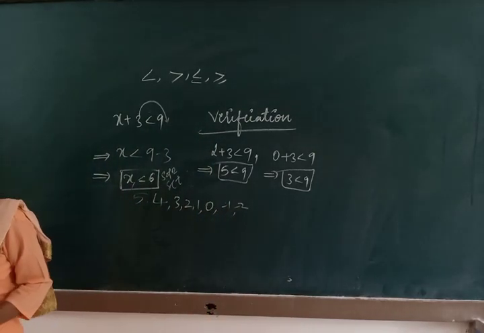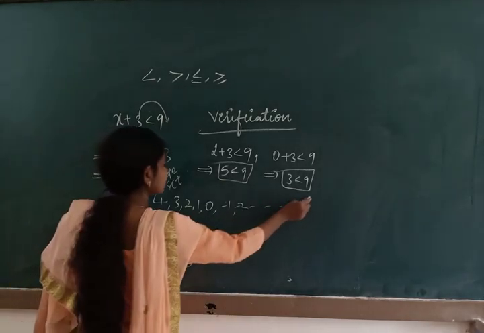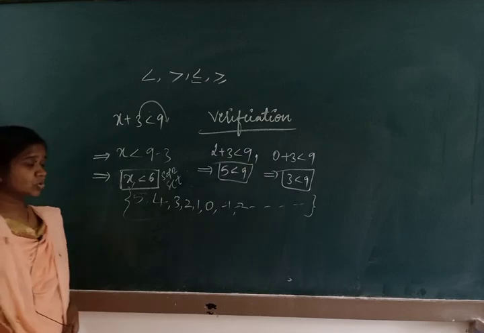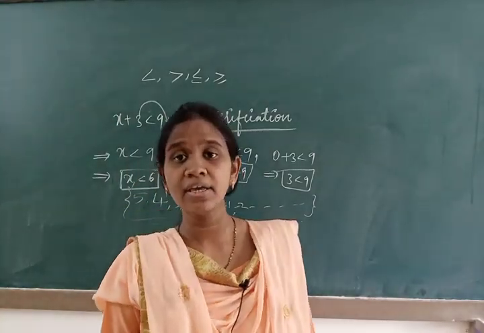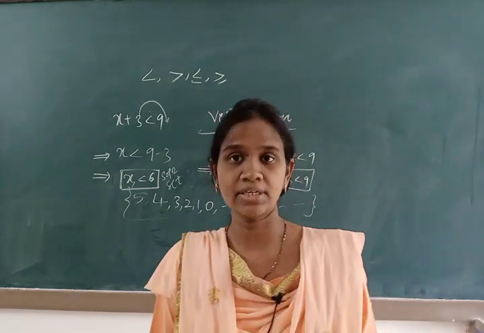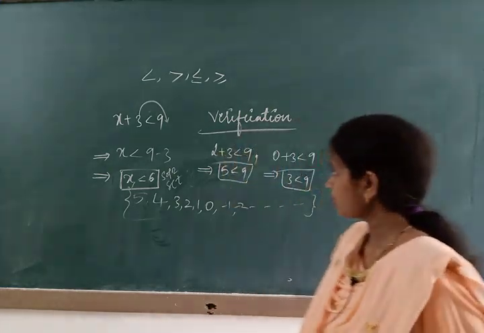See here, you are not going to get a unique solution, you are going to get so many values, so many numbers which are lesser than 6. Therefore x lesser than 6 is known as a solution set, but not a solution. Okay, I will take one more problem.